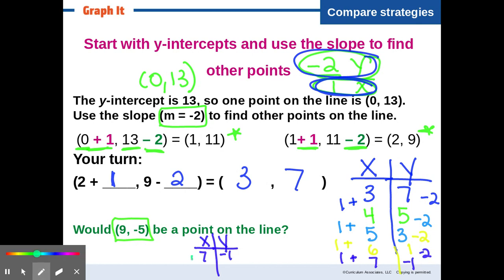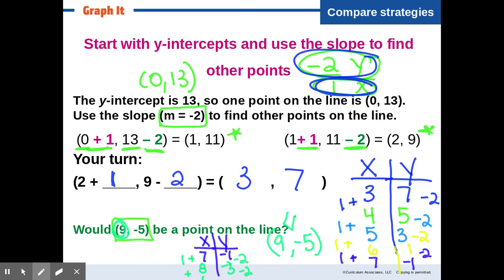Again, I'm adding 1, so that becomes 8, subtracting 2, so that becomes negative 3. And then I need to go one more because I'm getting to my 9 for my x, so add 1, so that's my 9, subtract 2, negative 3 minus 2 gives me negative 5. So is (9, -5) a point on the line? Yes, it is. I did that just by using my slope of subtracting 2 from all my y's and adding 1 to all my x's. So let's continue because we're going to practice that in just a moment.